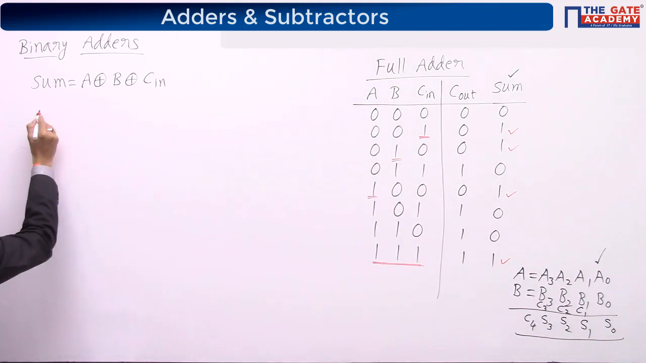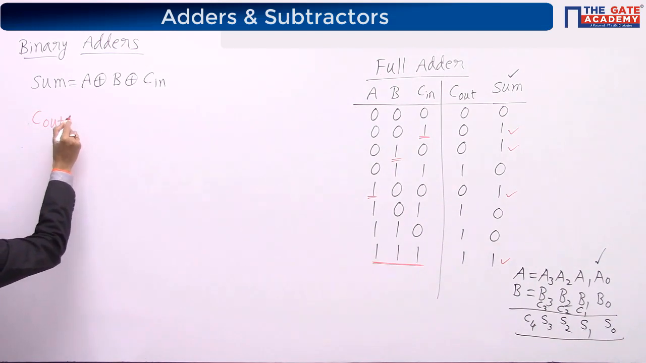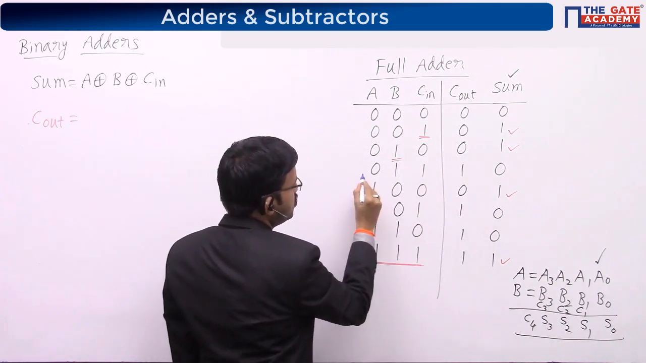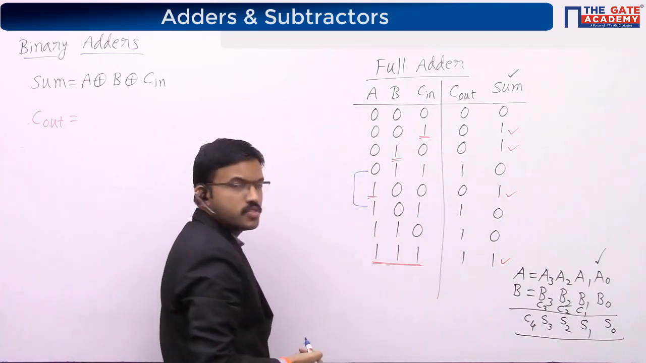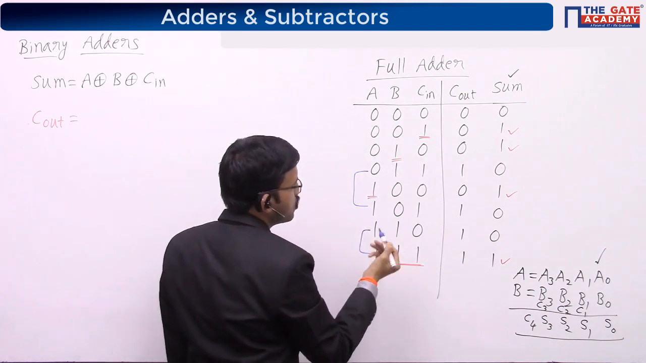Now let us write the expression for C out. C out is getting 1 for these 2 combinations of inputs and for these 2 combinations of inputs.